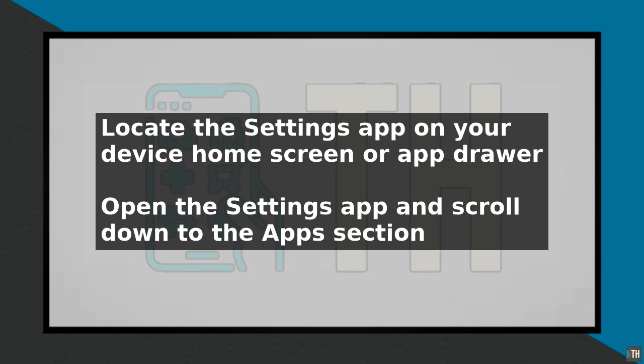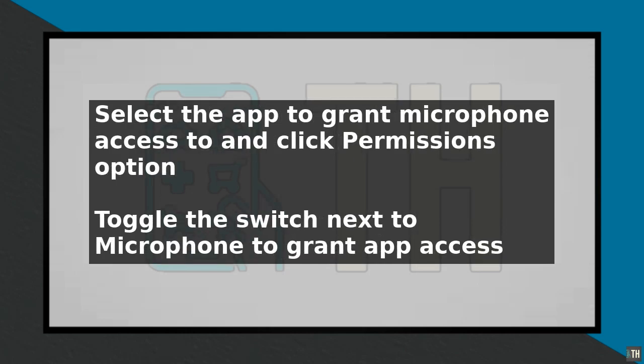a video conferencing app. Once you have selected the app, click on the Permissions option. In the Permissions section, you will see a list of permissions the app requires to function properly, including microphone access. Toggle the switch next to microphone to grant the app access to your device's microphone.